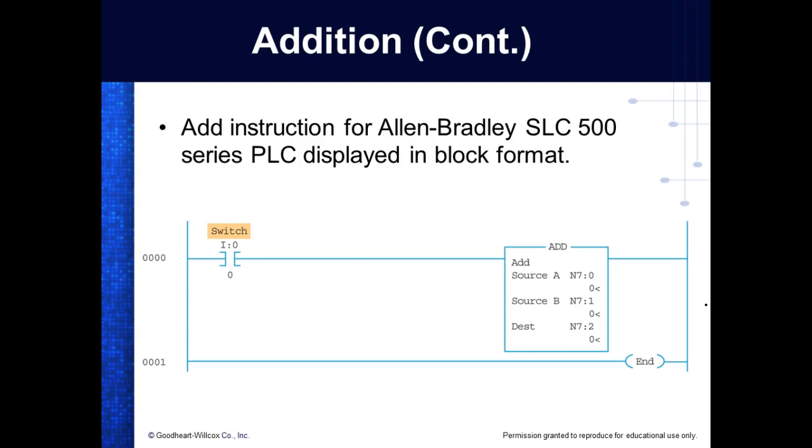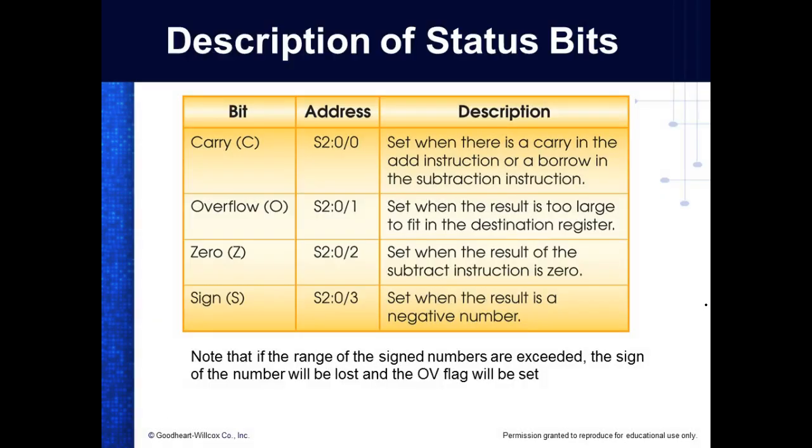And all the rest of them are the same, guys. These are our status bits, so we get inside this S2 register. But you don't have to put 2, because 2 is understood. So I have a carry flag, set when there is a carry in the add instruction, or a borrow in a subtraction, right?